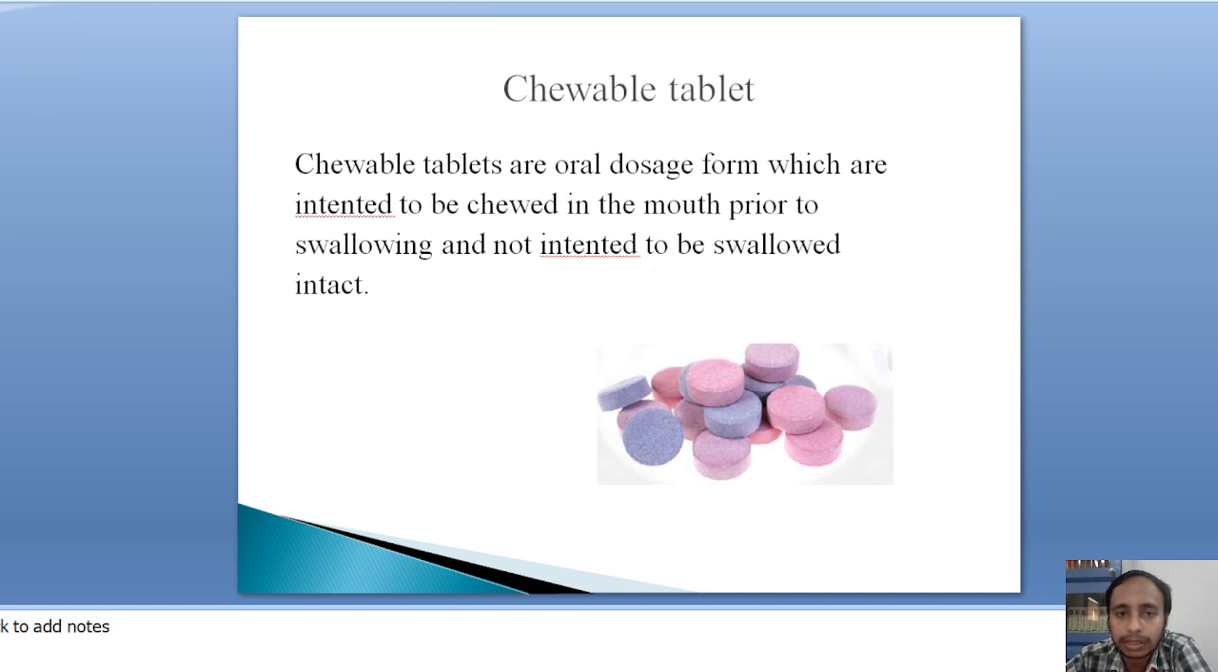Next is the chewable tablet. Chewable tablets are an oral dosage form which are intended to be chewed in the mouth prior to swallowing. One more important point is there is no disintegration for the chewable tablet. Remember this point, there is no disintegration time for the chewable tablets. Because these are intended to be chewed in the mouth prior to swallowing and are not intended to be swallowed intact, there will be no point of disintegration time. As I said, I will discuss disintegration and dissolution in the next topic, quality control of tablets.